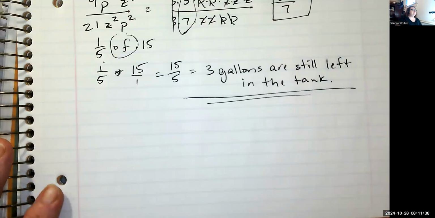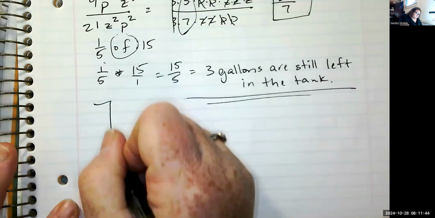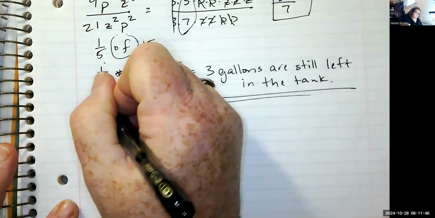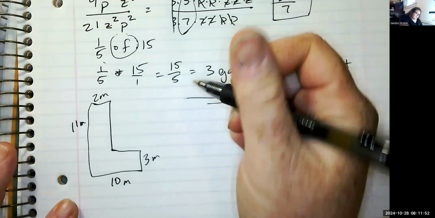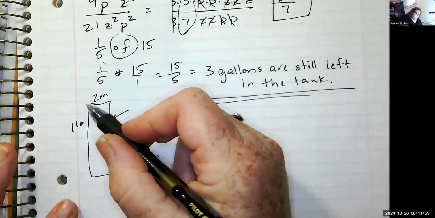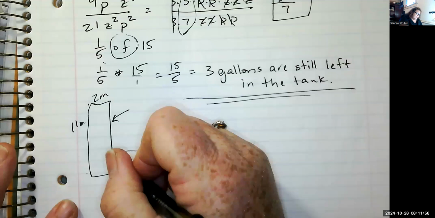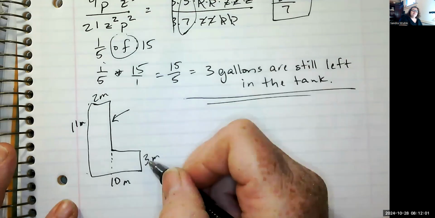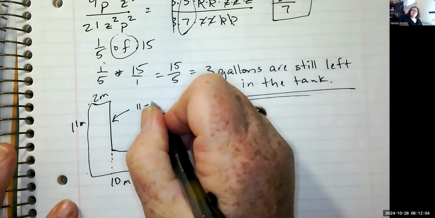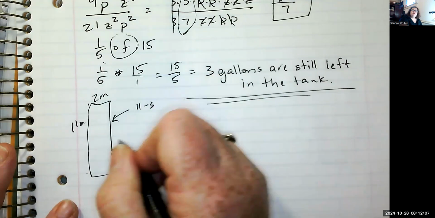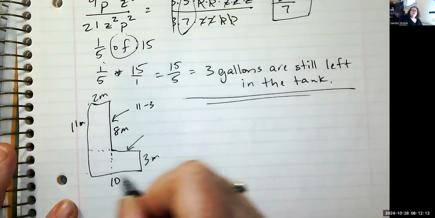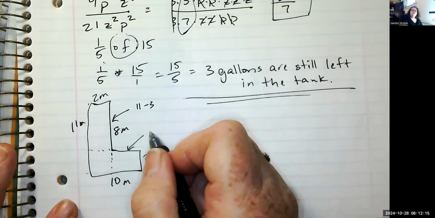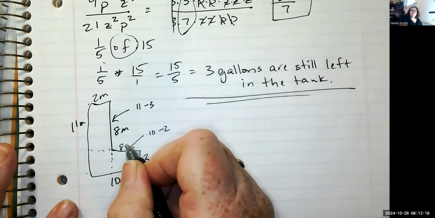Find the area, where area is equal to length times width. We've got 2 meters, 11 meters, 3 meters, and 10 meters. Okay, so this side would be completely 11 if it went all the way down, but it's missing this piece. So it's missing 3 meters. So it's 11 minus 3, which is 8 meters. And then this side, if it went all the way across, would be 10 meters, but it's missing the 2. So 10 minus 2 is 8 as well.